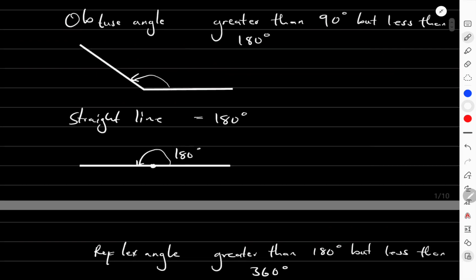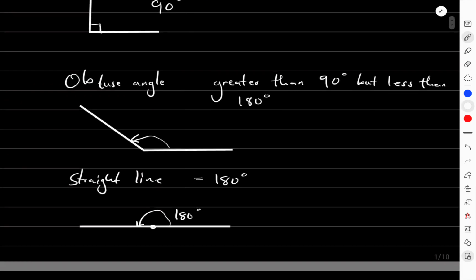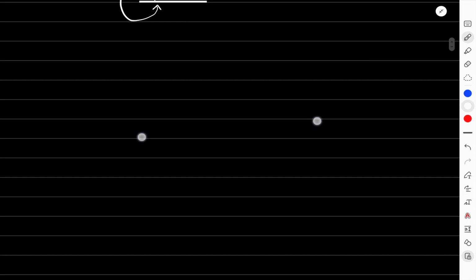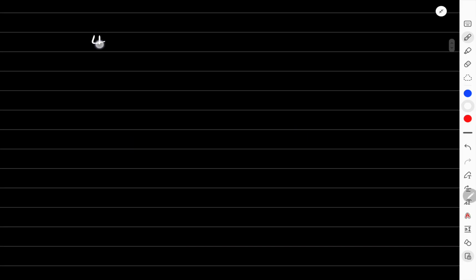Now that we know different types of angles, we are able to classify them according to the degrees. So if I'm given 45 degrees, I'm going to say 45 degrees is less than 90, therefore this one is going to be an acute angle.